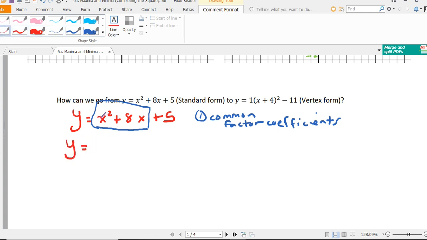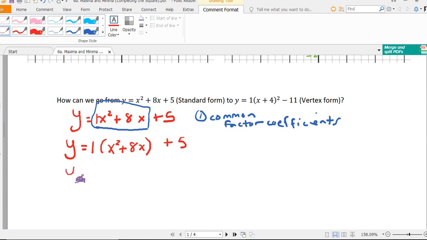Now, it's a 1 here, and it's an 8 here. So what number is the greatest common factor of both 1 and 8? Well, isn't it just 1? So what am I left with in here? Just x squared plus 8x, and then I'm going to copy down the rest, plus 5. Now you're probably wondering, well, what's the point? It's not always going to be a 1. If that was a 2, we would have to common factor out a 2.